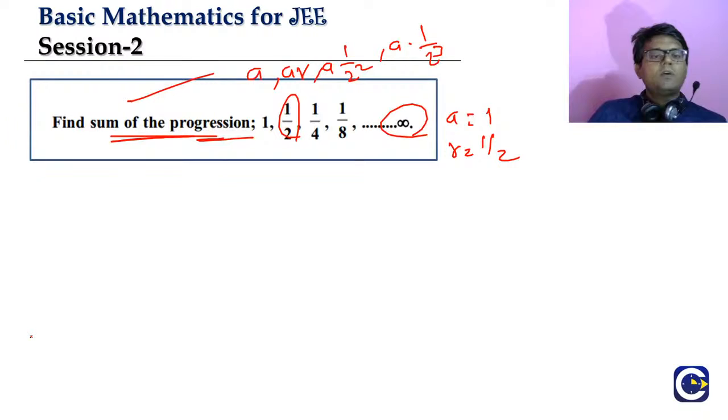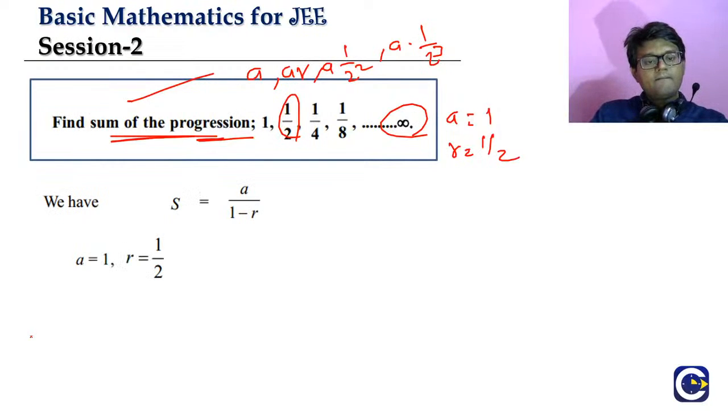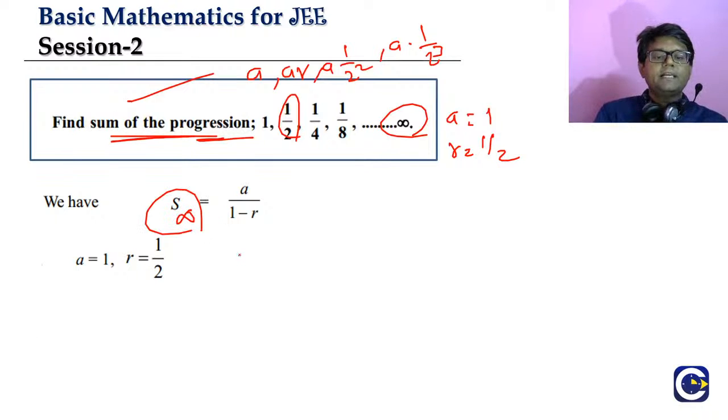Just a straight formula, right? What is the value? A by 1 minus R, right? What is the sum of infinite number of terms formula? A by 1 minus R. So here the sum of infinite number of terms, S infinity, that is what we can write, right? A by 1 minus R. What is the first term value? 1. Common ratio is what? Half. Substitute. What are we going to get? 1 divided by 1 minus half.